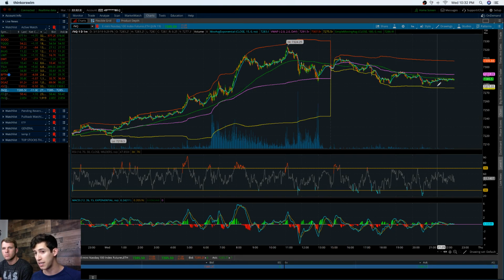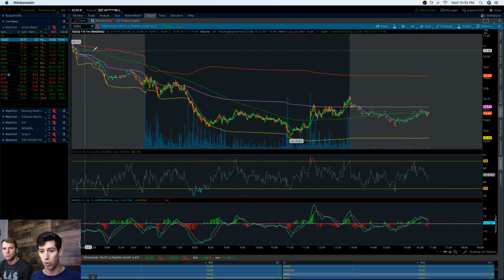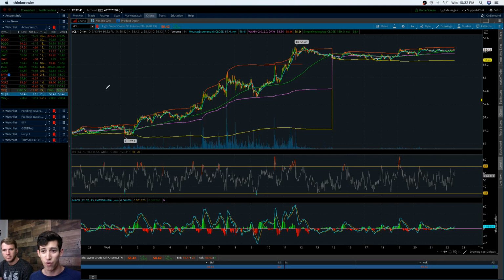I'm not saying it's going to continue to downtrend, but if you see this pattern continue, then it makes sense on maybe why we want to pay attention to the inverse ETF, which is SQQQ. Yep. So moving on to the next one is /CL.